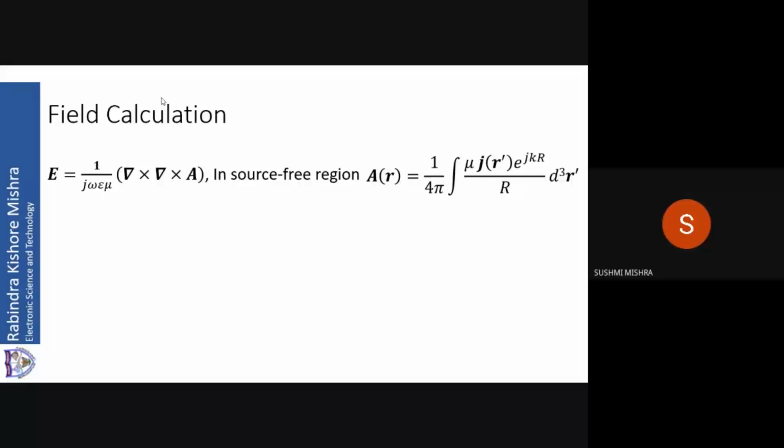Remember that this is valid for a time varying current. So we are taking A(r), not A(r,t). We are considering it for a time harmonic current. A(r) is given by this.